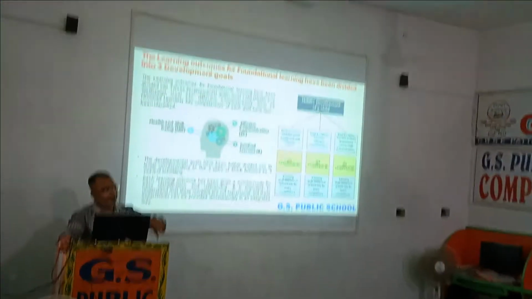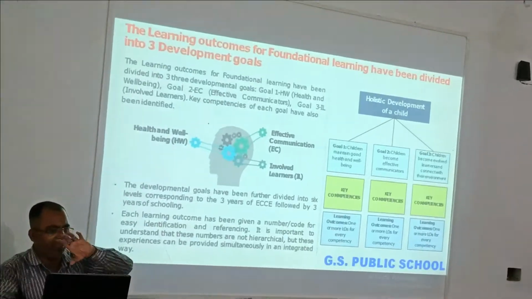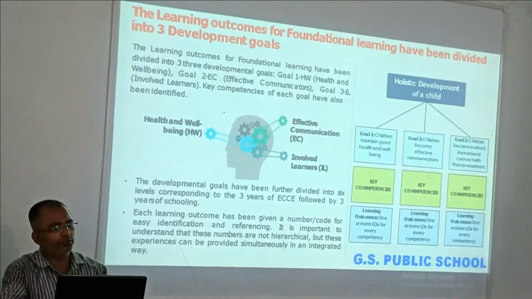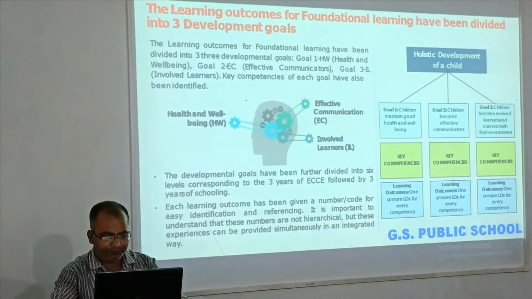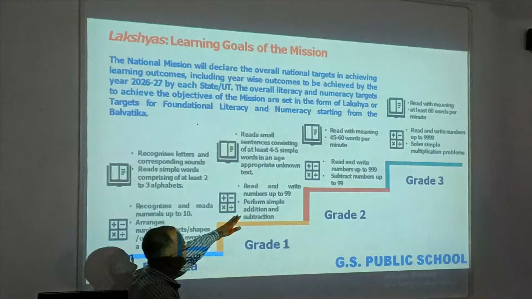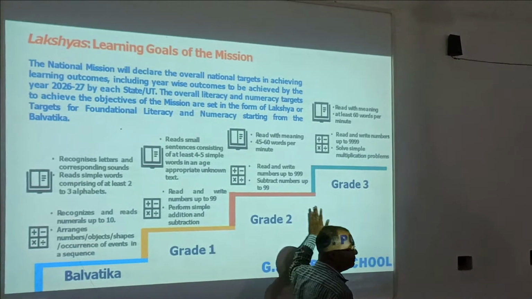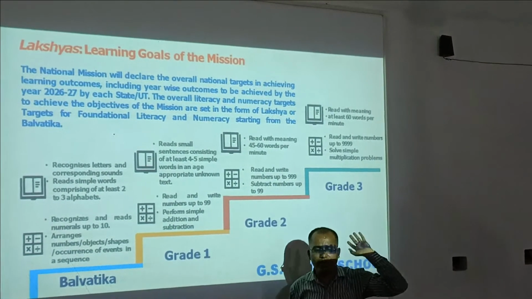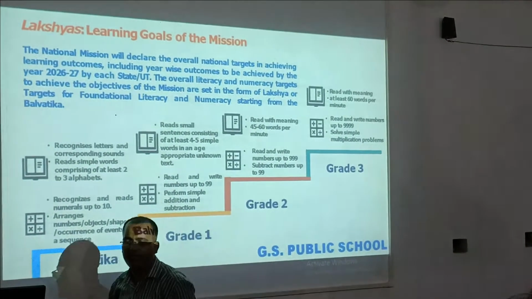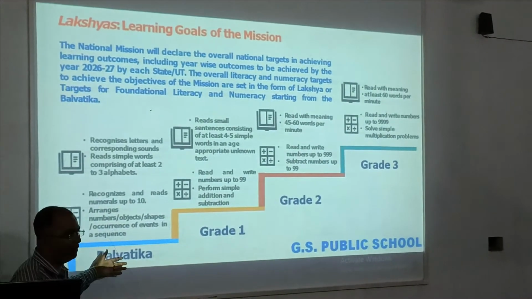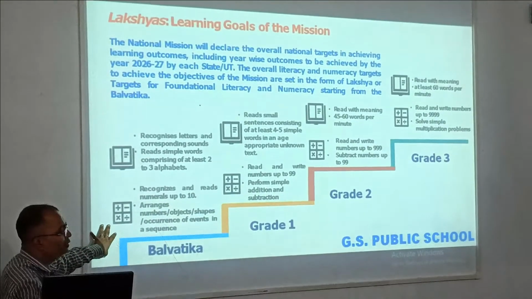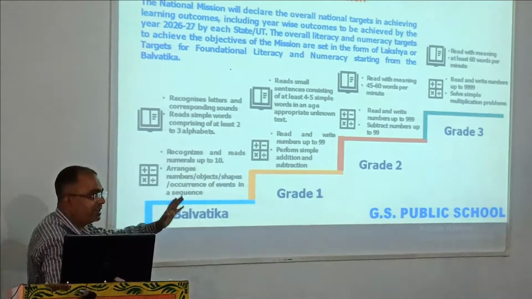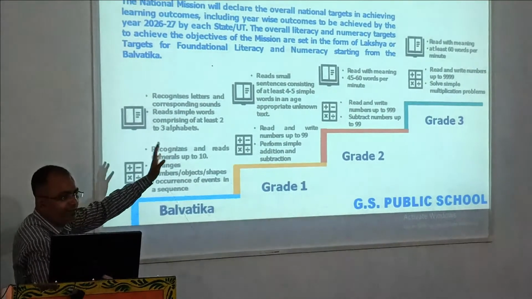So the Government of India has made a certain structure to schedule the whole FLN in one mode. The overall literacy and numeracy, this is the criteria, this is the most important, the main slide of this whole page. Balvatika number 1, this is the basic part. Here we will be able to describe the criteria, the target, the fluency of each and every grade.